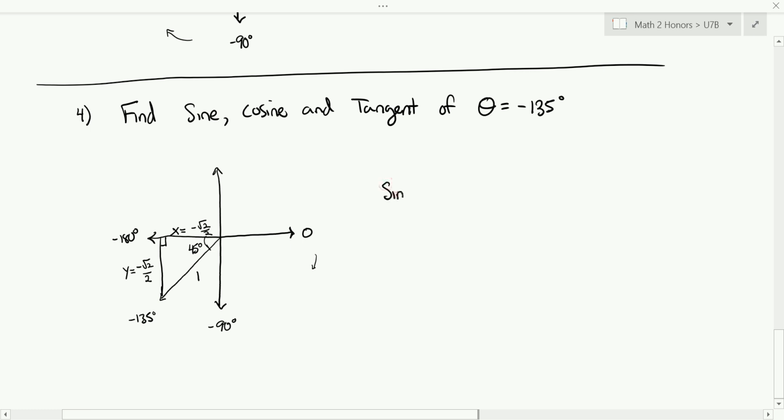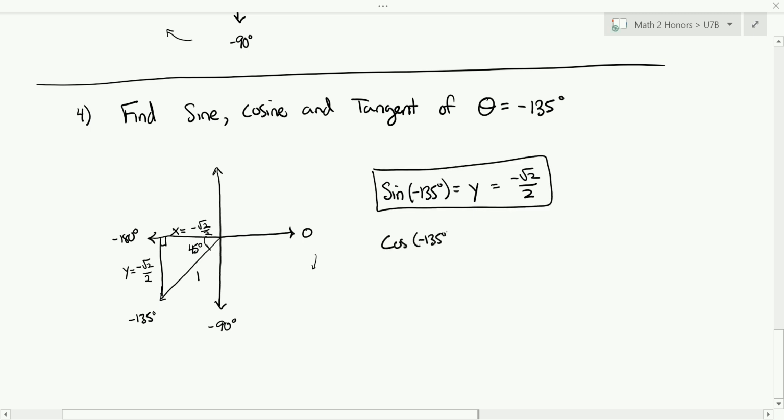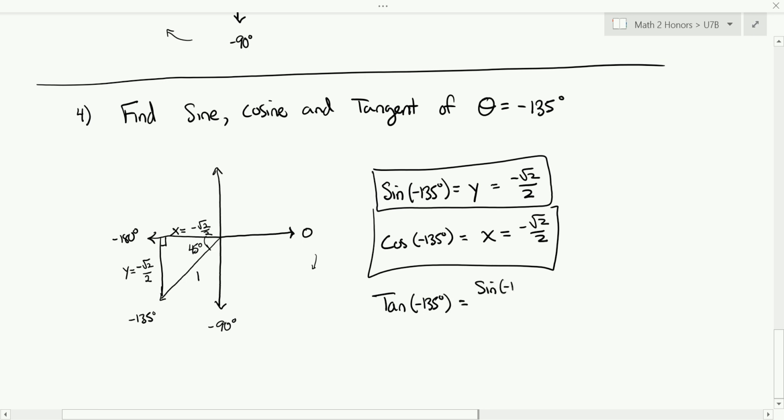So we're going to write the sine of negative 135 degrees is equal to our y value in our picture, which is negative root 2 over 2. Okay, so that's what I need for sine. For the cosine of negative 135, I want you to state that that's equal to x, and x is also negative root 2 over 2. And then for tangent of negative 135, state our definition, that's the sine over the cosine. Which is y over x, which is negative root 2 over 2 divided by negative root 2 over 2.